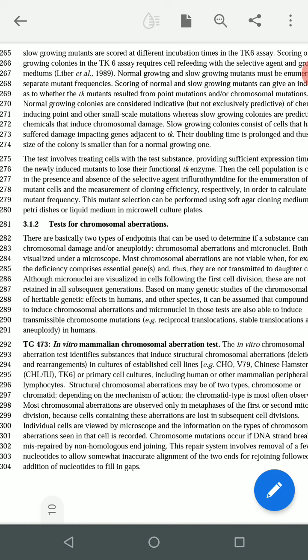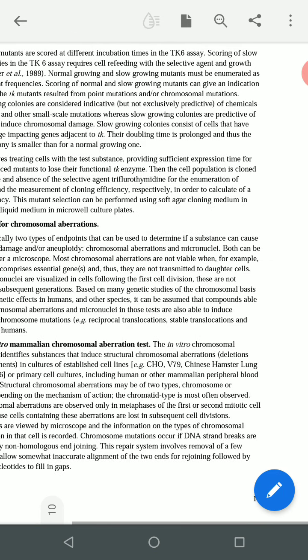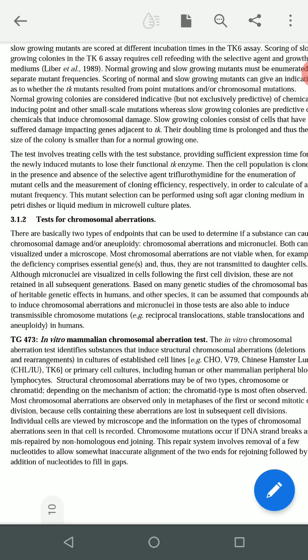Translocation means changing of a segment of the chromosome from one place to another place. Reciprocal translocation means opposite. And aneuploidy, you know very well, means change in the number of the chromosomes.